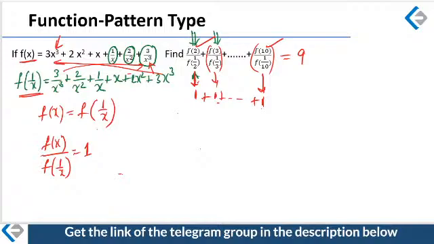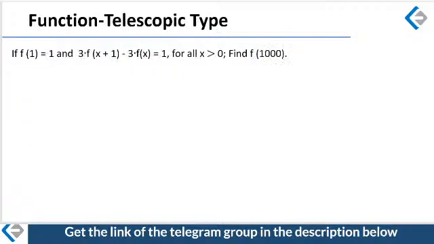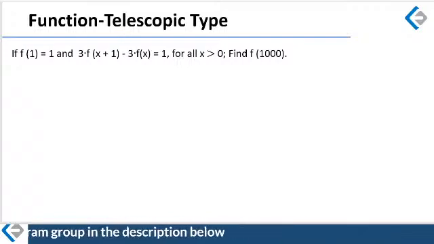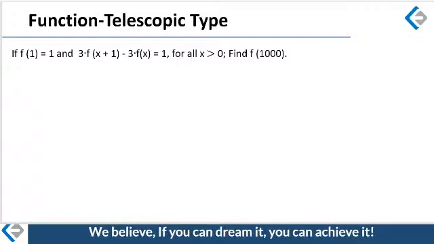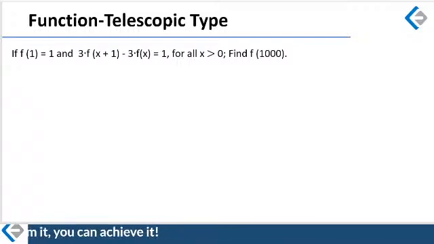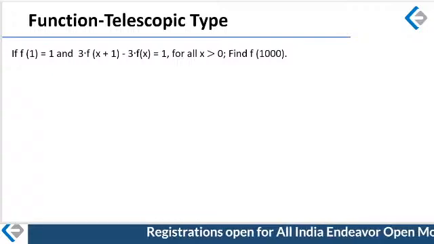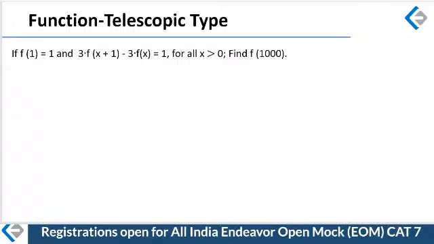Okay, let's go to the next one. Pattern. So I taught you 2 questions on pattern. There's another one, a telescopic type, as I call it. What happens in a telescopic type? All the terms get cancelled except a few in the beginning and a few at the end. That is called the beauty of a telescopic type. Telescopic is another type of pattern that they keep using in the exam.